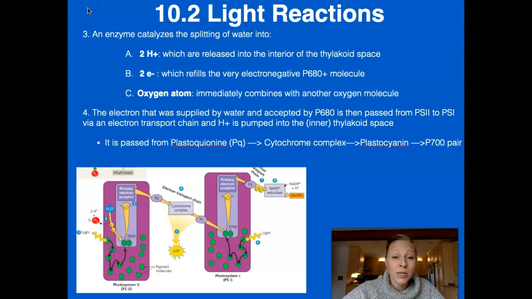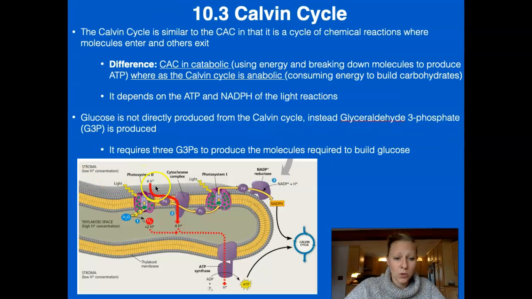Here we are at step 3. An enzyme is going to catalyze the splitting of water. It's going to split it up into 2 hydrogen ions and 2 electrons. So the 2 hydrogen ions are going to be released into the thylakoid space. So let me give you perspective. Here is our water, and it is going to be split. Oxygen combines with another oxygen and becomes O2, and then the hydrogen is released, it stays in here, which is going to be important as we talk about chemiosmosis later. So the hydrogen ions stay in here.